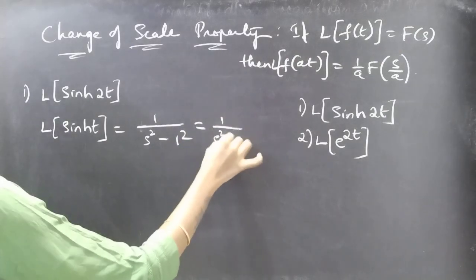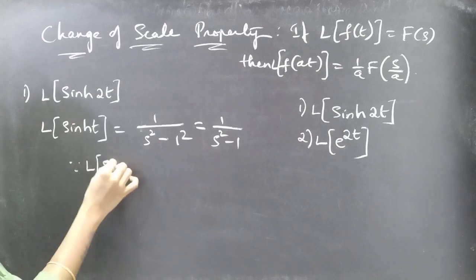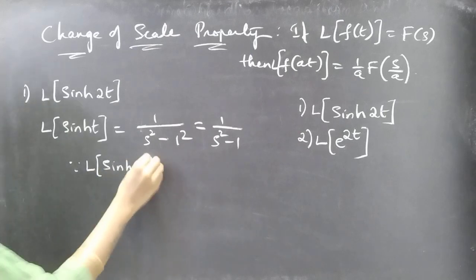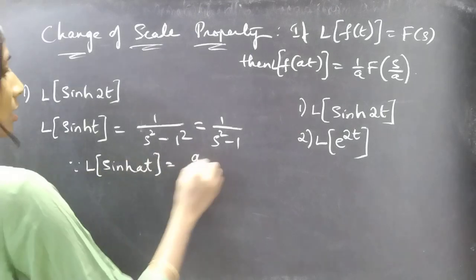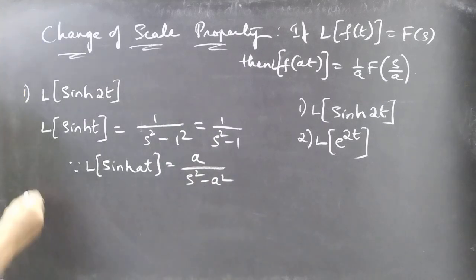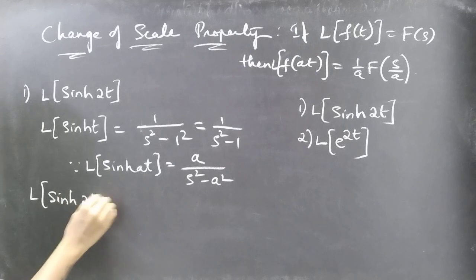1 by s square minus 1, right? Since L of sin h at equal to a by s square minus a square. Okay. Now coming to L of sin h 2t.